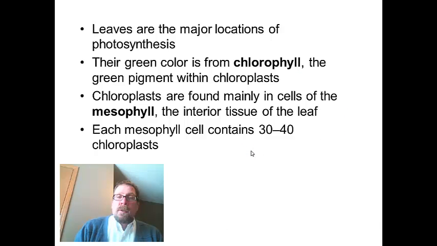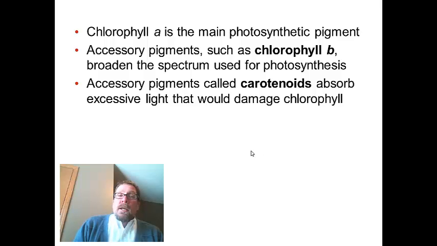Okay. Leaves are the major location. We covered that. The green color is from chlorophyll. Remember that light can act both as a wave and as particles, and we'll talk about that in a minute because that gives them their color and tells you what you can do with those. Chloroplasts are mainly found in the mesophyll, and each mesophyll can contain 30 to 40. You have three things you can do with light. You can reflect it, you can transmit it, or you can absorb it.